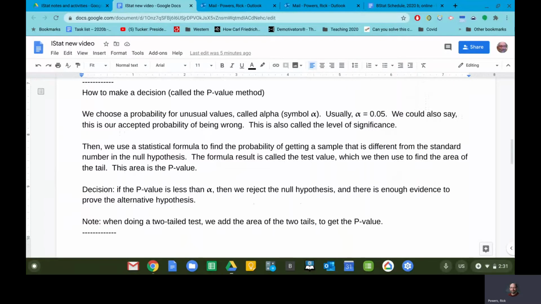Then we use a statistical formula to find the probability of getting a sample that's different from the standard number in the null hypothesis. The formula result is called the test value, which we then use to find the area of the tail. This area is the p-value. Decision. If the p-value is less than alpha, then we reject the null hypothesis, and there is evidence to prove the alternative hypothesis. Note, when doing a two-tailed test, we add the area of the two tails to get the p-value.